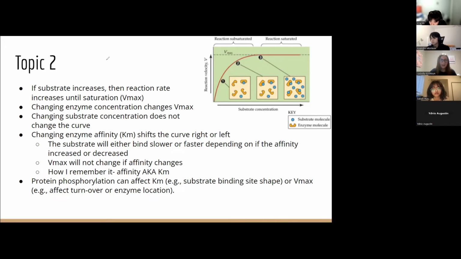And then a very important topic to remember is protein phosphorylation can affect Km or Vmax. It just depends on what the phosphorylation is doing. So it's really important to read the question and not just associate phosphorylation with one thing or the other.